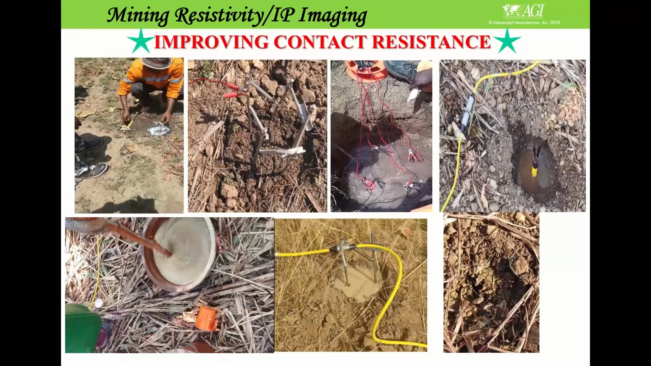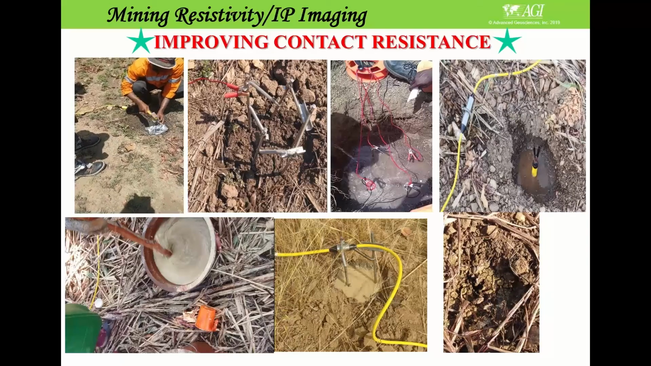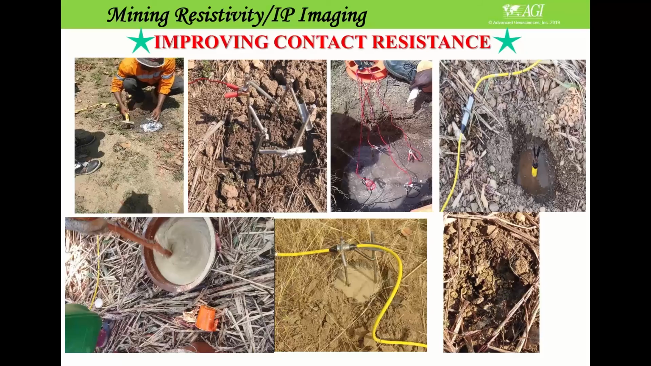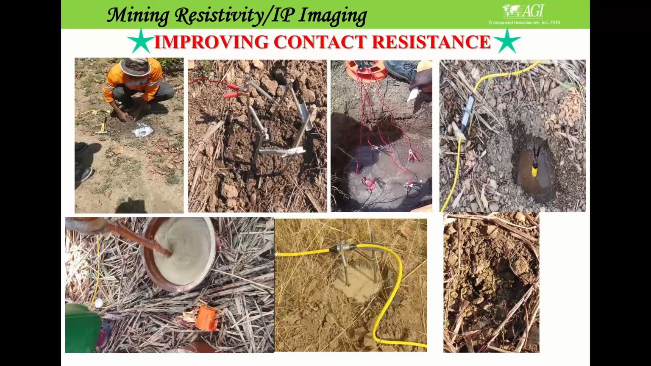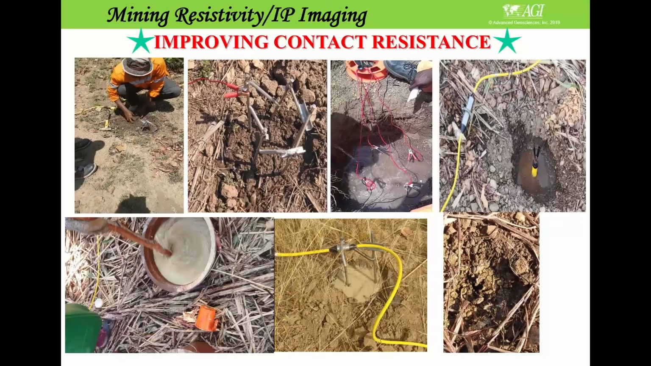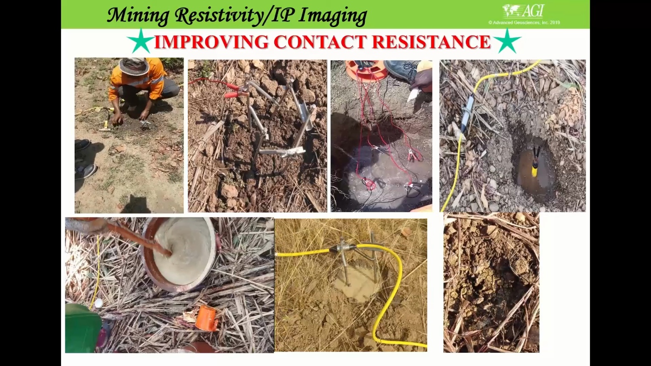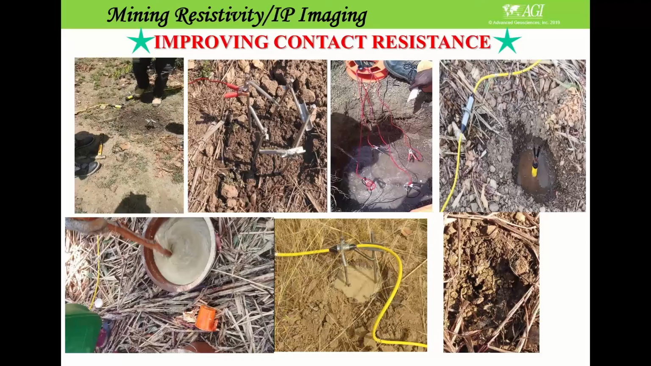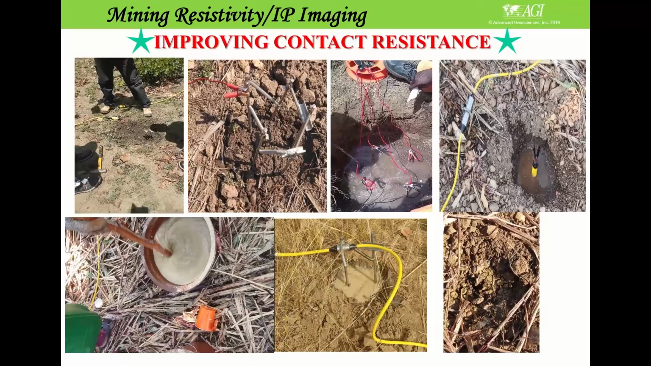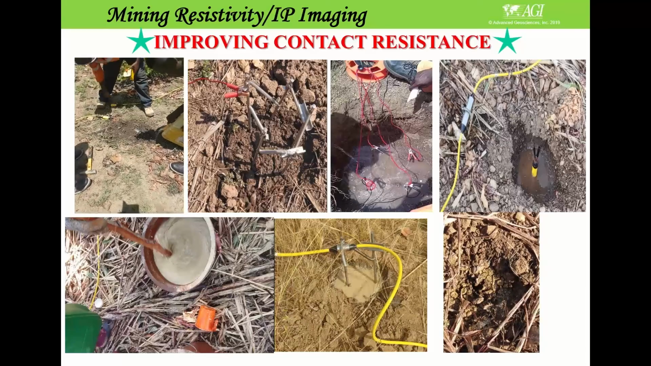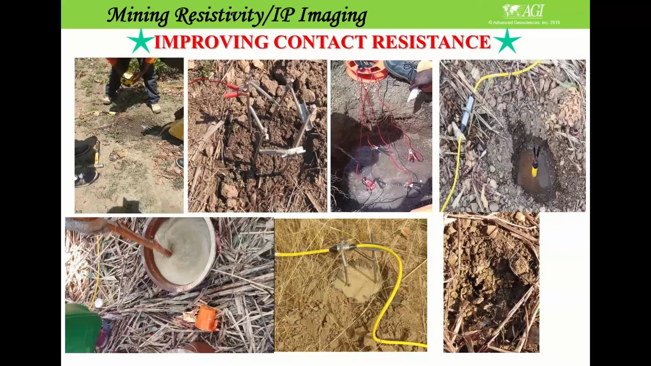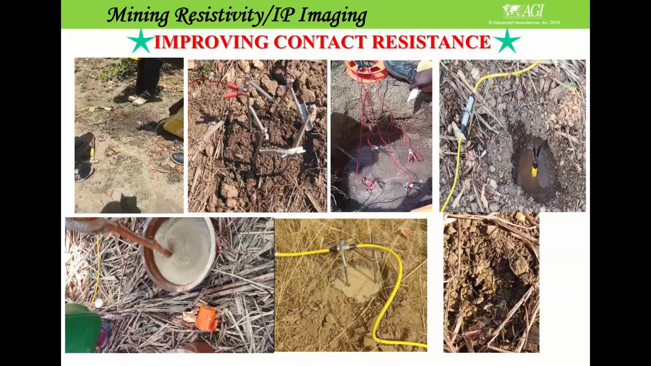Another option here is using more than one stake. If you have more stakes, you can connect them, and this will also improve your contact resistance. Put on salty water when you do only current injection on these electrodes. But if you do a pole dipole measurement, we recommend putting the pole location like this over here.